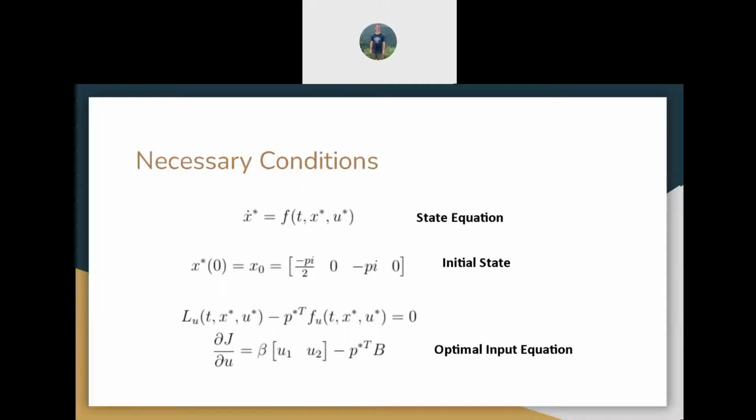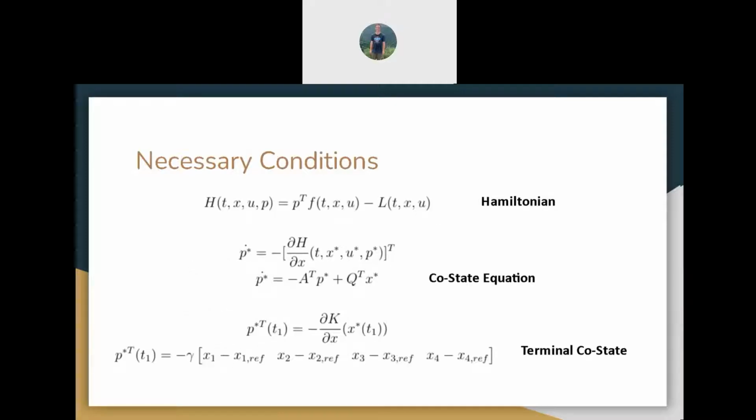With the cost functional set up, we can derive the equations we use for gradient descent. So the state equation and initial state we have already found. The optimal input equation we can find by taking the derivative of the running cost and state equation with respect to u. We can create the Hamiltonian as shown, which gives us a simple form to derive the co-state equation from, and then we can take the derivative of the terminal cost function with respect to x to find the terminal co-state.